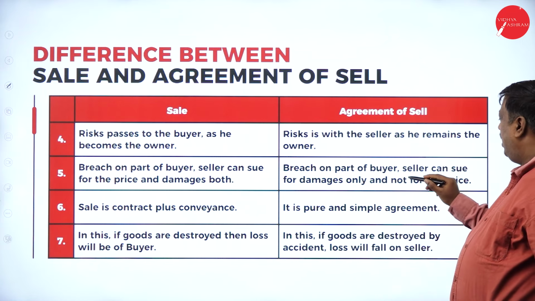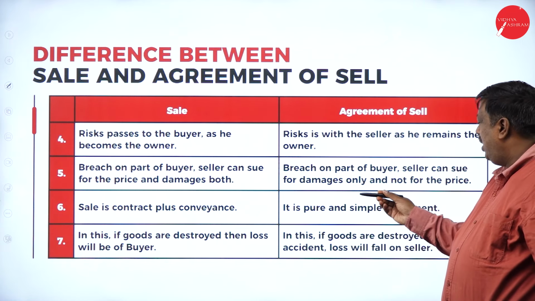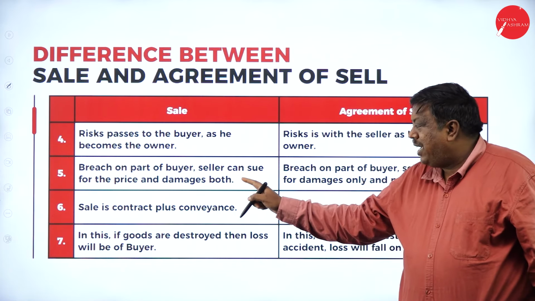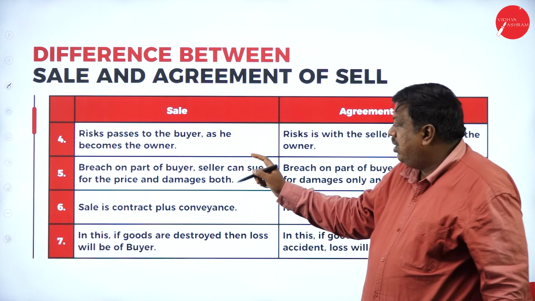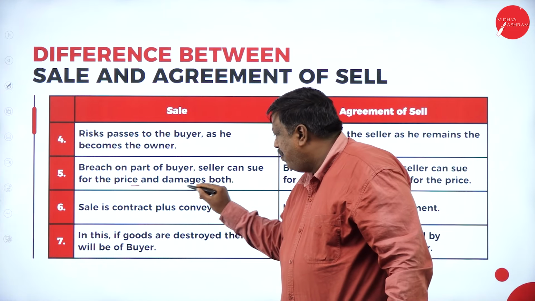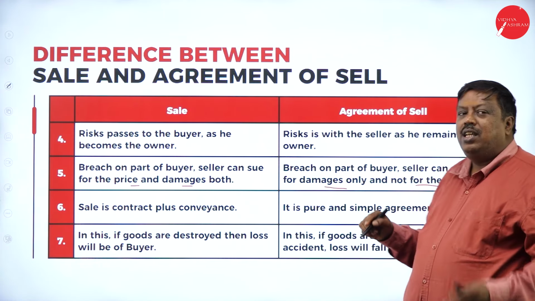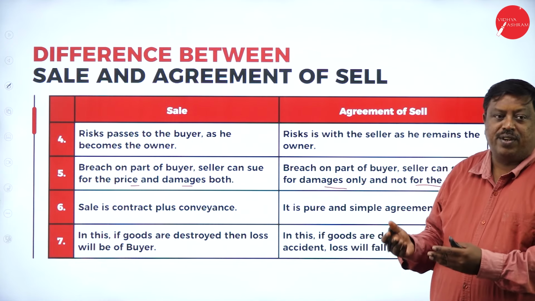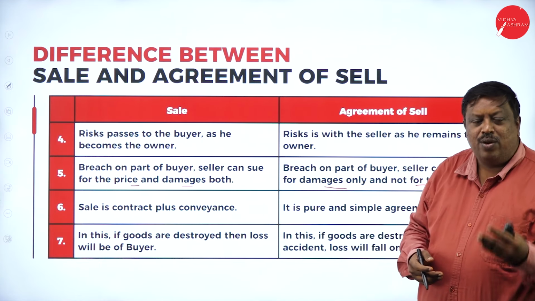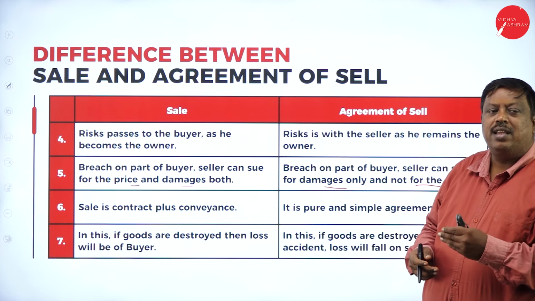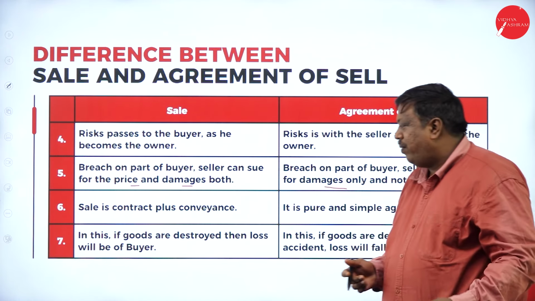Breach on part of buyer in an agreement to sell: seller can sue for damages only and not for the price. See, in a sale he can sue for both price and damages, but here only for damages and not for the price, because the goods have not been transferred and the rights have not been transferred. Only for the damage that has happened, he can claim the benefit through a court of law.